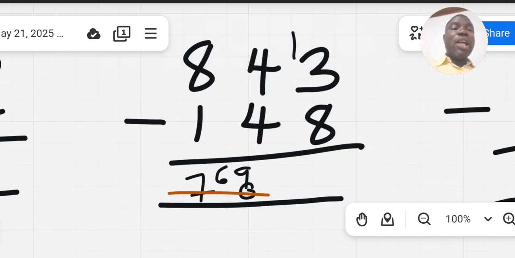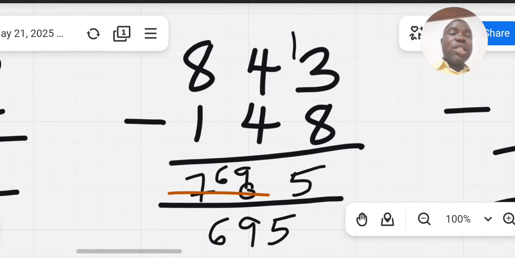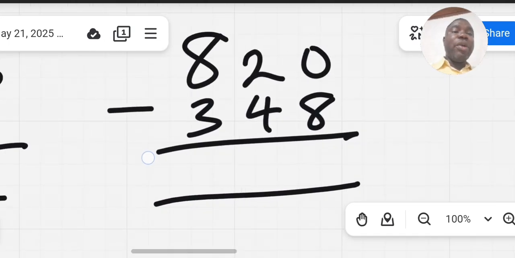Easy. So you take 1 from 70, that gives you 69. Now 69, and that 1 you take it to 3, that's 13. 13 minus 8 gives you 5. So the answer becomes 695. You can see there's no need to take it one after the other. Just take the 70 together. Remember I said, if you take it individually rather, it will still work. So let's try another example here.